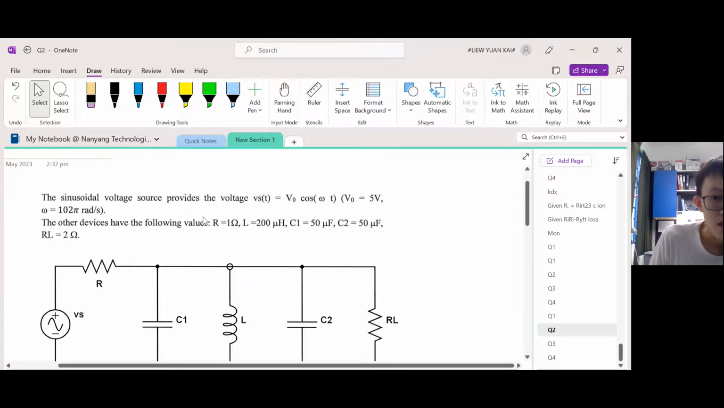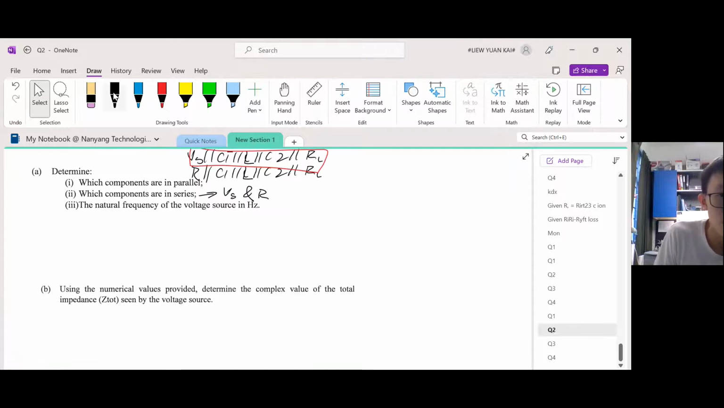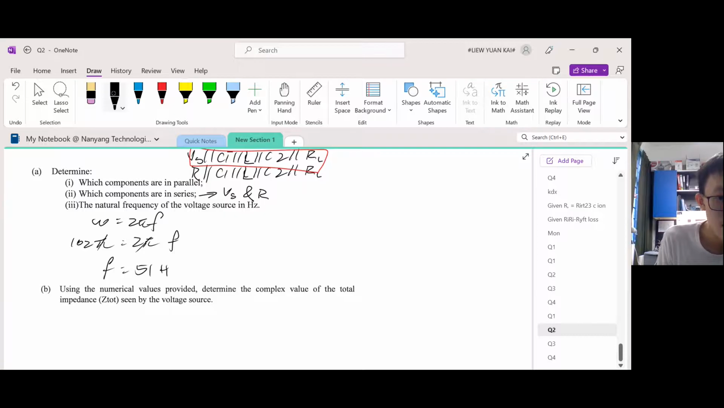Determine the natural frequency of the voltage source. So we're given that omega is 102 pi. So 2 pi f. This is 102 pi. 2 pi is over here. You can cancel the pi's. 102 divided by this is 51 hertz.